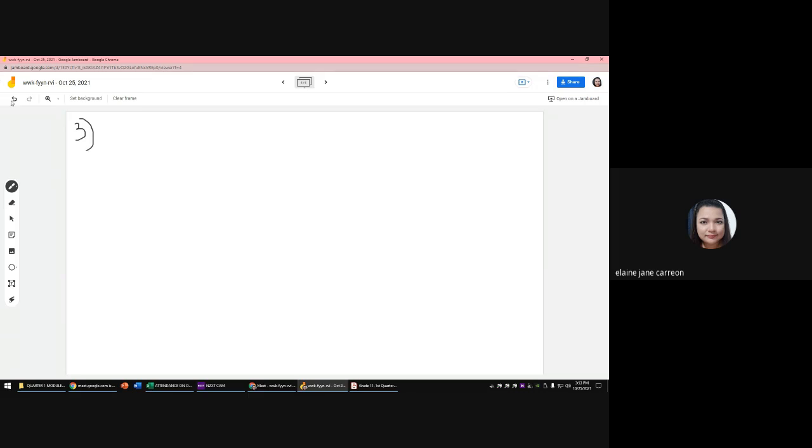We have m of x is equal to 4x minus 1 over x cubed plus 2x squared minus 8x. Okay, so this is our function. Pagpasensyahan nyo lang yung sulat kasi mouse yung gamit and wala akong stylus.